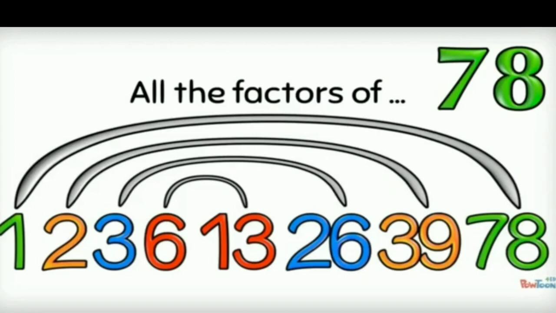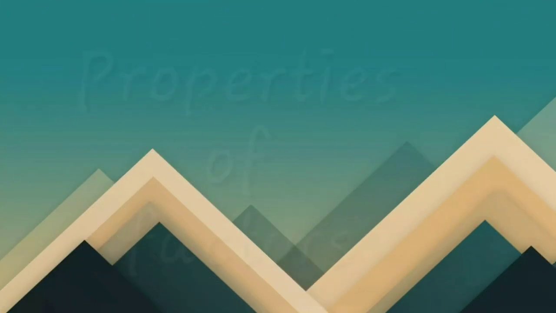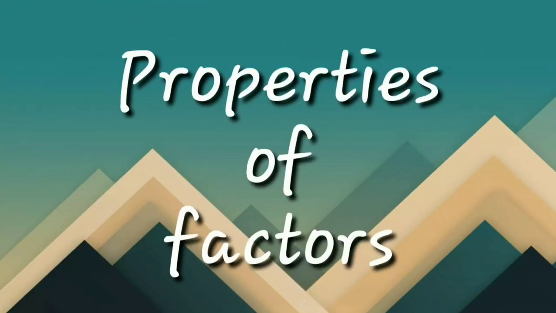So, now what do you know? You are able to find out the factors using multiplication and division. This completes our recapitulation of what we have done in the last 3 sessions of the chapter. Now today we have to move on to our next topic. Today we are going to study the properties of factors.